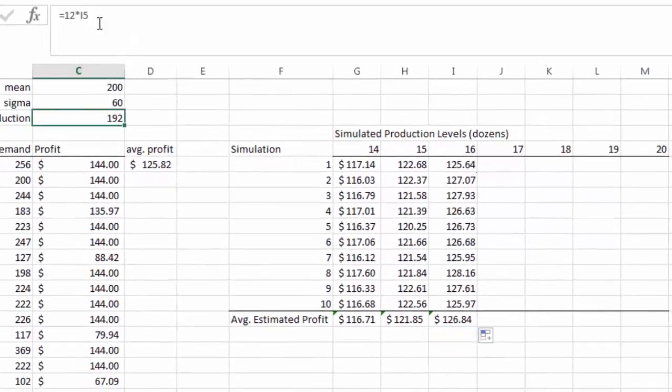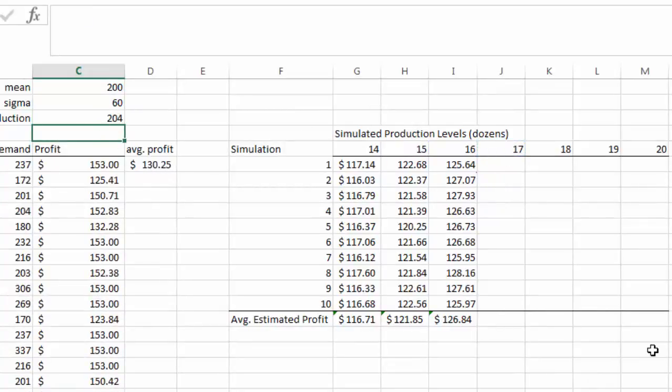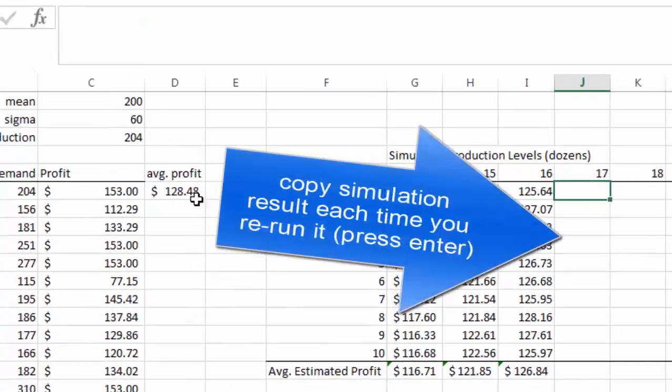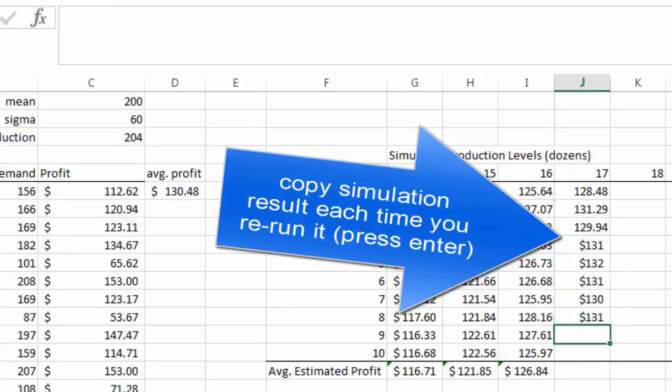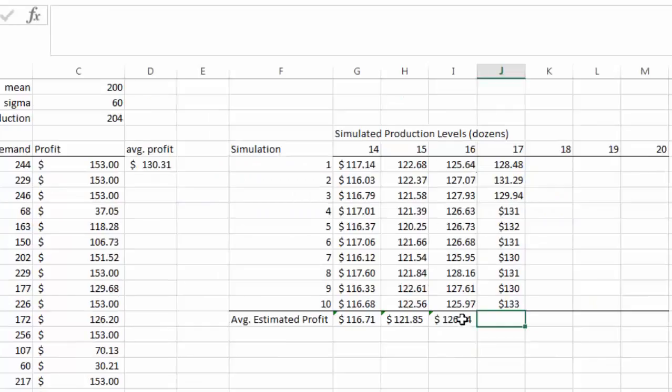Let's see if 17 is better than 16. So let's now put 17, J5, which would be 204 cookies. And I'll type in my averages, 130.25. Okay, so I have 10 estimated average profits at 17 dozen. Let's average all of them out, and I'm at 130.88. So profits are up again.